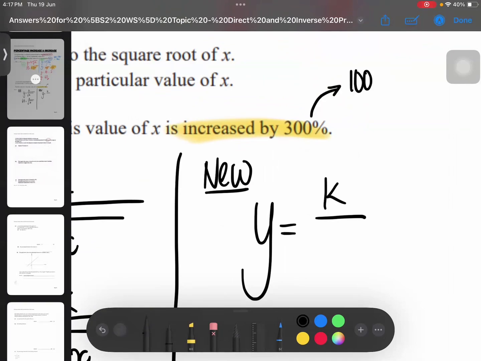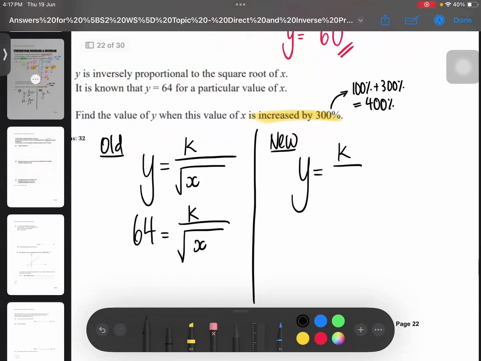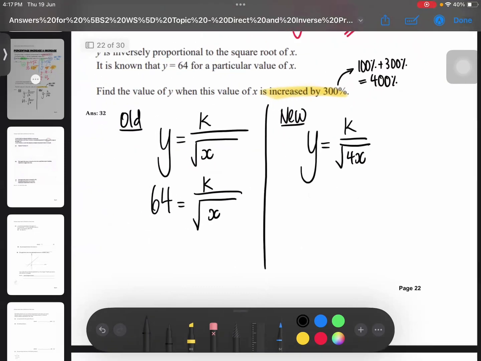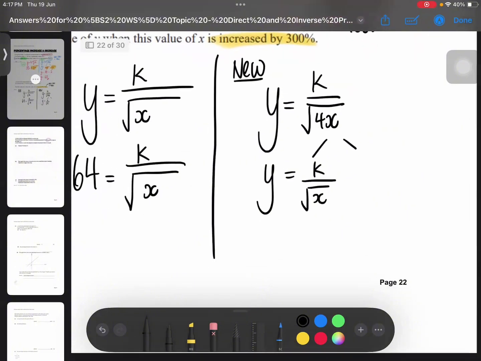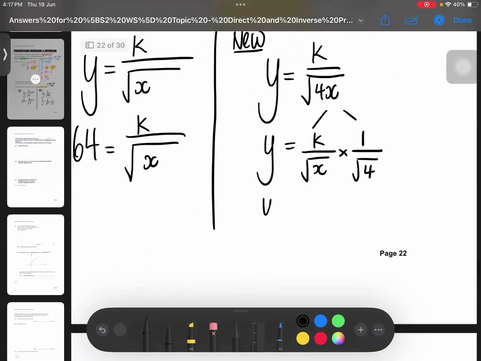300%. So initially it was 100%. If it increased by 300%, it now becomes 400%. Do you understand? If it becomes 400%, then what you're going to do is you're going to have 4x over here. Does that make sense to you? So y equals, same thing, you're going to split this up. You're going to have k over square root x first, and then the other one is what? 1 over square root 4. Can you understand? Make sense?